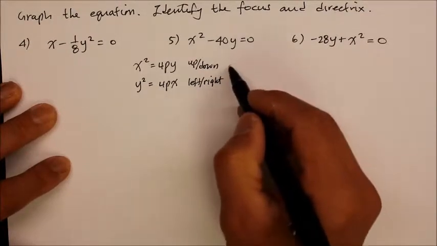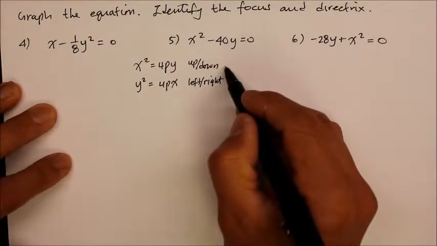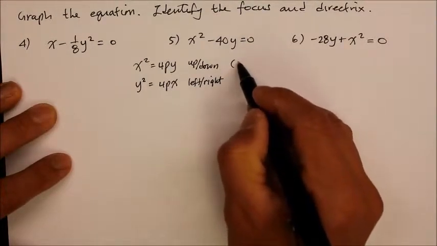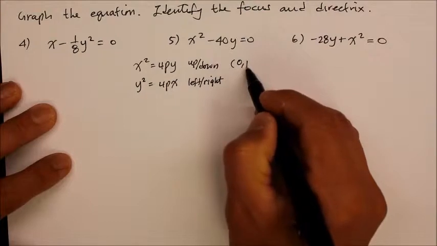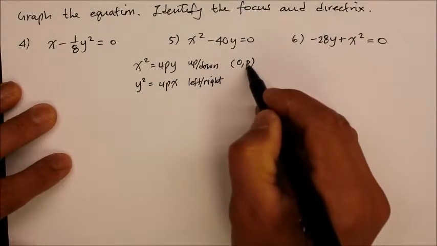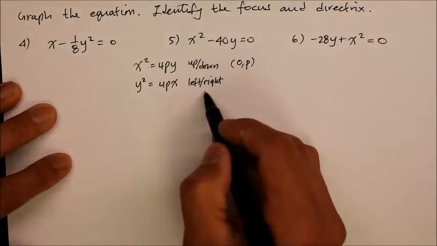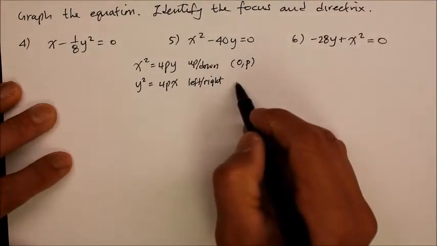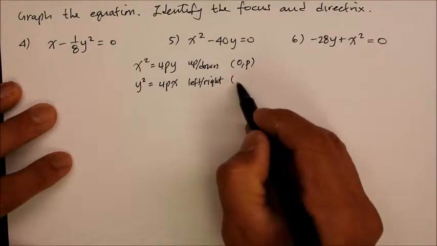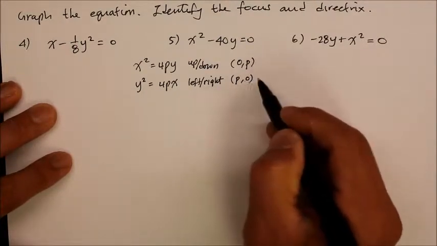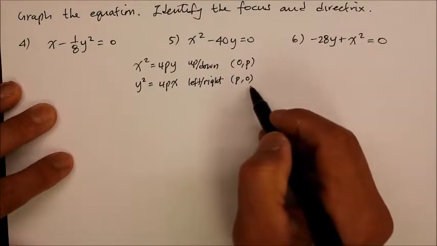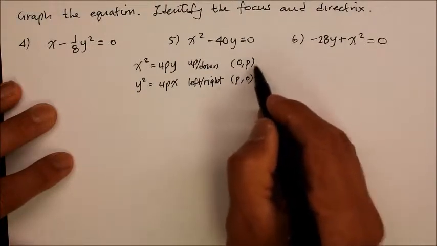And if we have a parabola that's opening up and down, the focus is given as x is 0 and y is p. That could be negative or positive, by the way. And of course, if we have a parabola that opens left or right, then the focus is given as x is p, which could be positive or negative, and y will be 0. And the directrix will be opposite of whatever that is going to be.